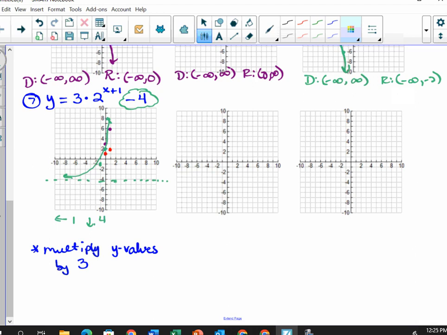Okay, anybody? Oh, domain and range. And then any questions about exponentials? Domain, we know, negative infinity to infinity. What's your range this time?